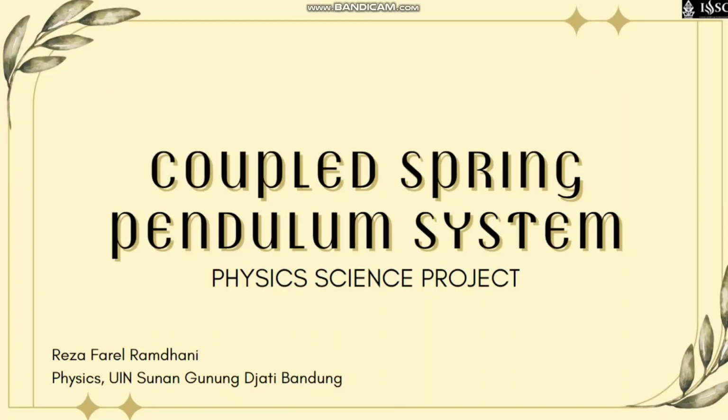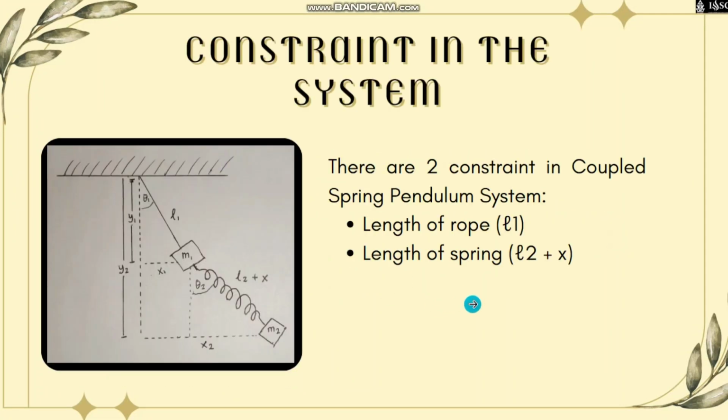Okay, now let's continue with the discussion. The first question is how many constraints are in the system? There are two constraints in the coupled spring pendulum system. The first one is the length of the rope, L1, and the second one is the length of the spring, L2 plus X.